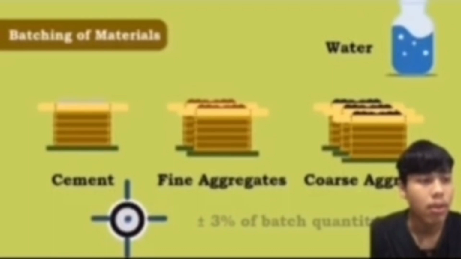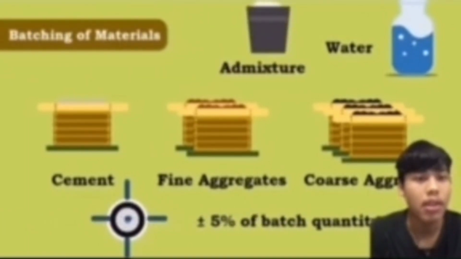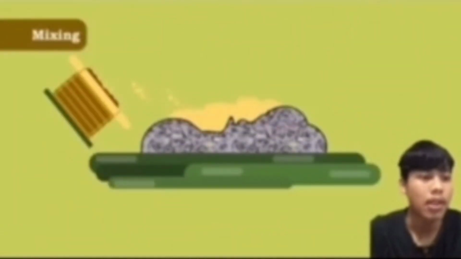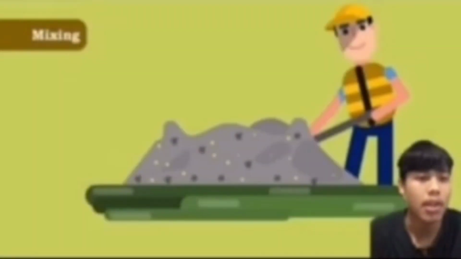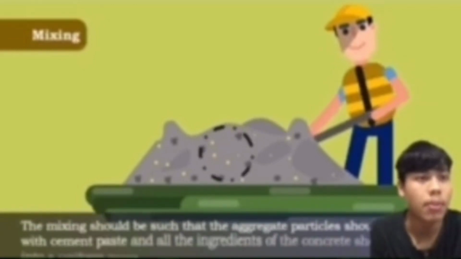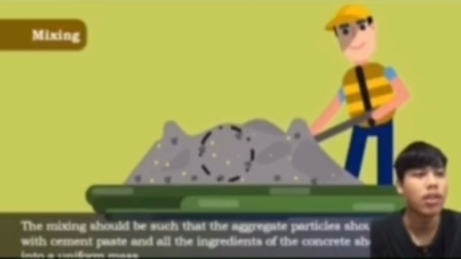Mixing. Once the required quantities are batched, the materials are mixed thoroughly to make the concrete mass homogeneous and uniform in color. The mixing should be such that the aggregate particles are coated with the cement paste and all the ingredients of the concrete blend into a uniform mass. Transport. Once the ingredients are mixed thoroughly, it should be transported to the place of deposition at the earliest without the loss of homogeneity obtained at the time of mixing.